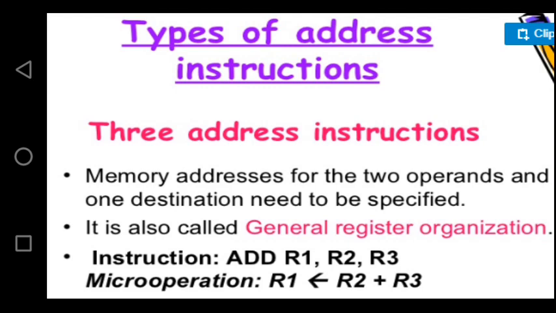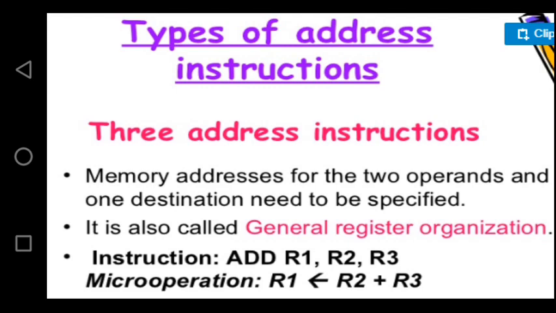So this is about opcode. But the important thing is the address part of the instruction. We have a lot more to discuss about the address part of the instruction. First, we have the three address instruction. In a three address instruction, memory addresses for the two operands and one destination need to be specified.